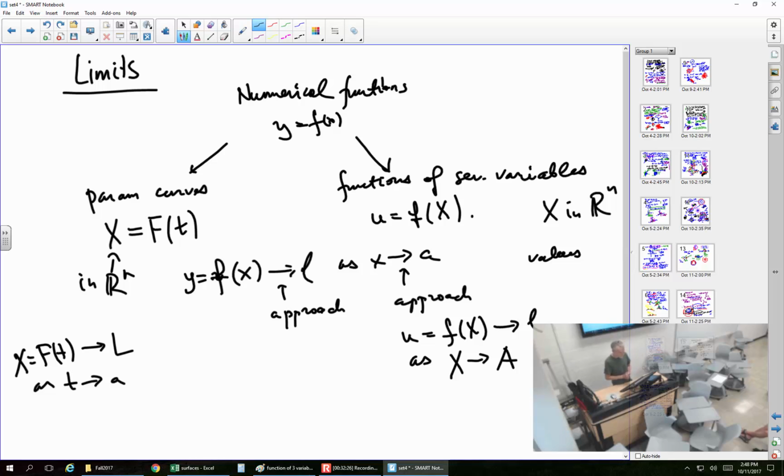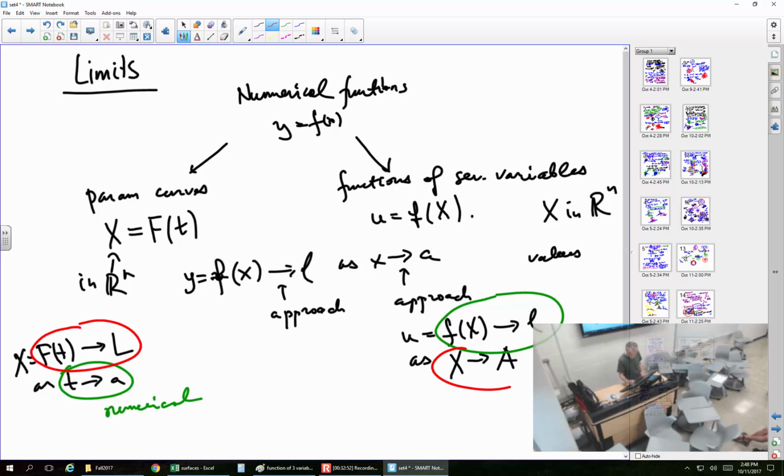Okay, so then the part that needs to be discussed is that it splits into two statements. The one part is numerical, it is familiar, and the other part is multidimensional. So this is numerical, and this one is multidimensional. So this might be Rn. So we just need to understand what it means for a point to approach another point in multidimensional space.